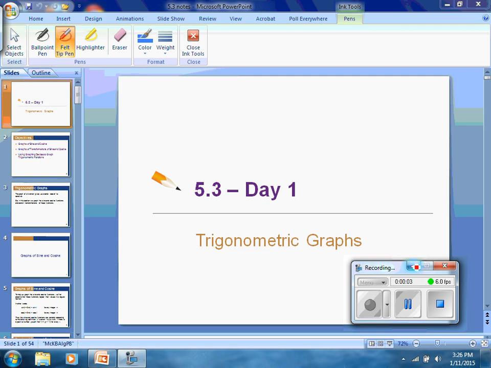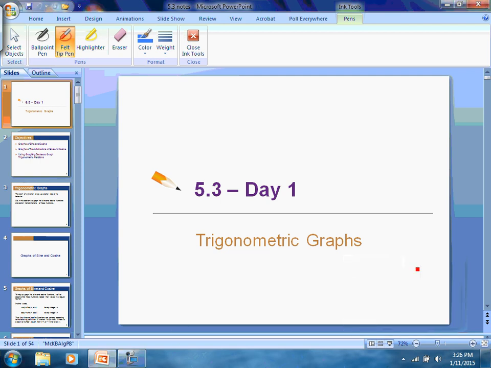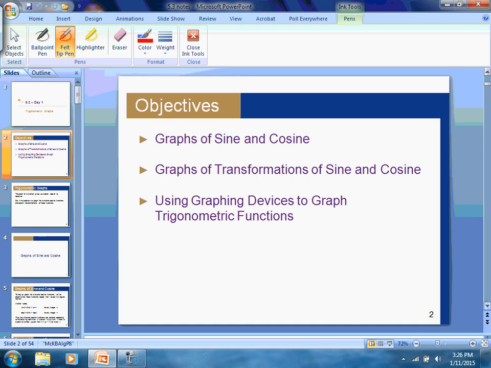Welcome to Mrs. Neller's notes for her pre-calculus class. These are the notes for section 5.3, day 1, entitled Trigonometric Graphs. And today we're going to talk about how you graph sine and cosine functions. And we'll talk about a few of the transformations that we'll be able to do, but not all of them.